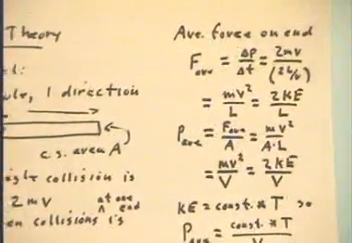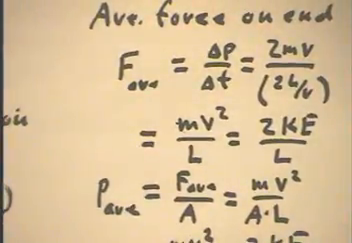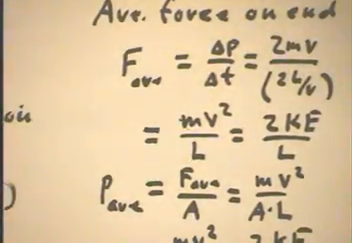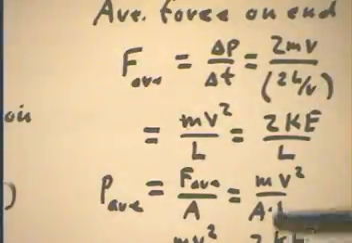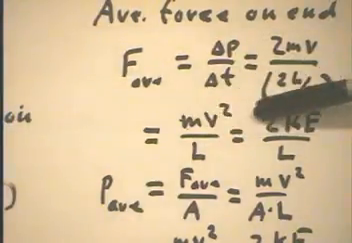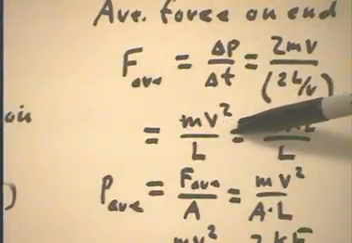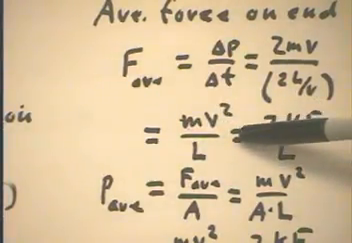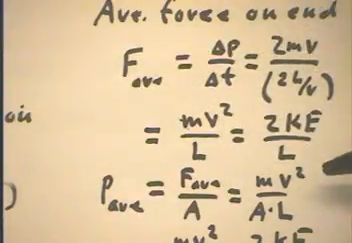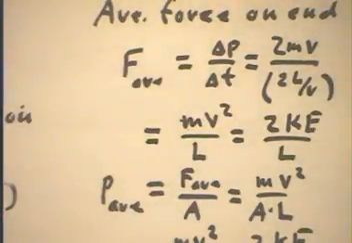From this it follows that the average force exerted on an end of the cylinder is just delta P divided by delta T. And let's zoom in on this a little bit so we can see it clearly. And that's going to be 2mv divided by 2L over v. If we simplify this, we're going to get mv squared over L. When we see mv squared, what do we think of? That looks a lot like kinetic energy, except kinetic energy has a 1/2 in front of it. So mv squared is double the kinetic energy, double the 1/2 mv squared of kinetic energy. So we see that the average force exerted here could be expressed as twice the kinetic energy of the molecule divided by the length of the container.